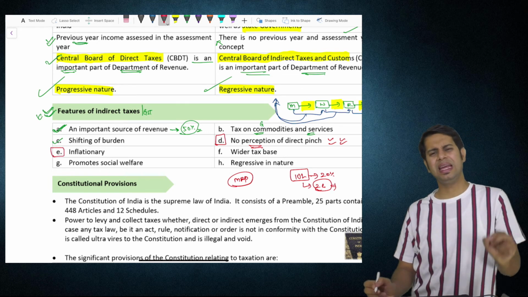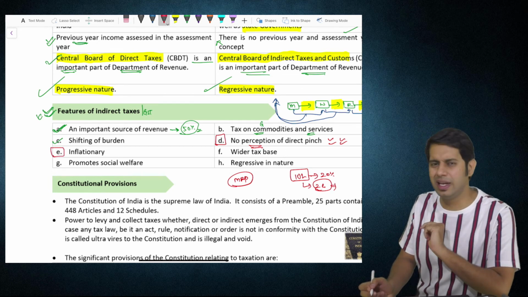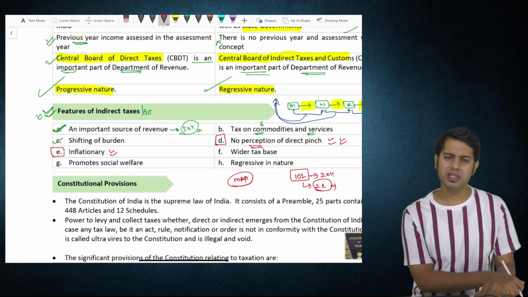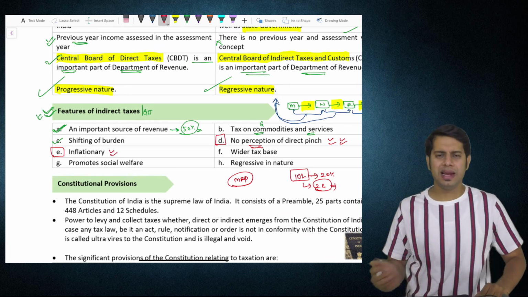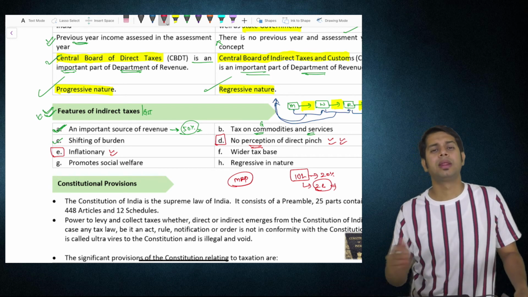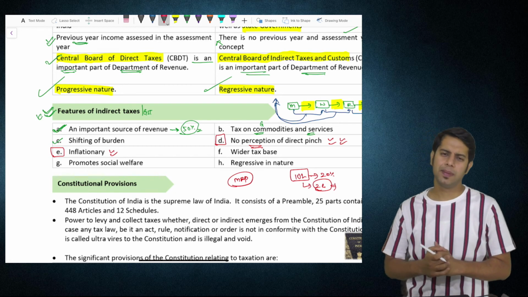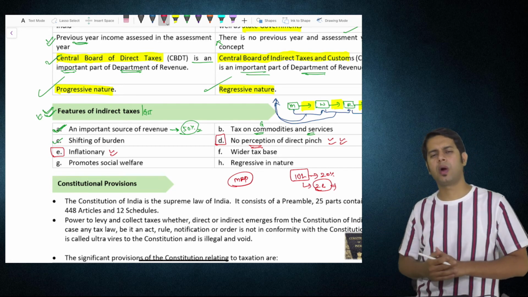Then they say that indirect tax is inflationary in nature. Indirect tax is what, sir? It is inflationary in nature. What does this mean? Because of this indirect tax which is collected by the government, the prices of the products increase.